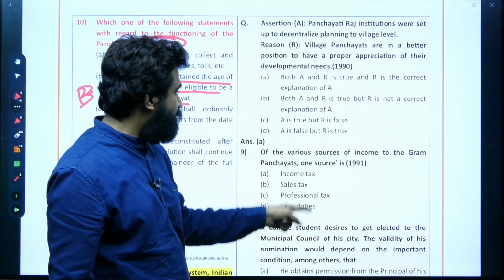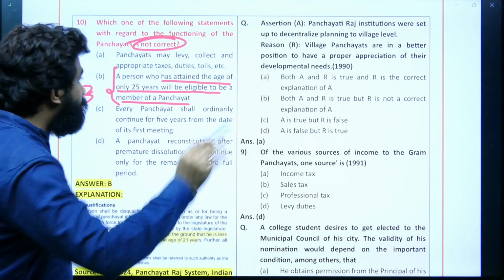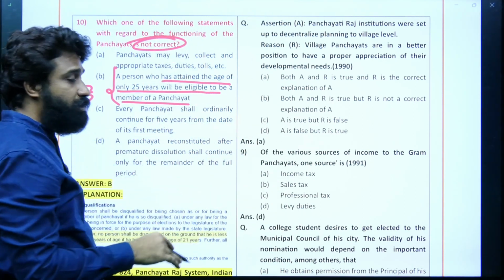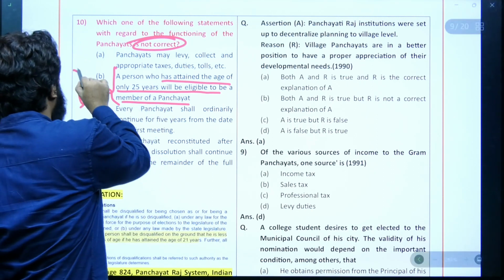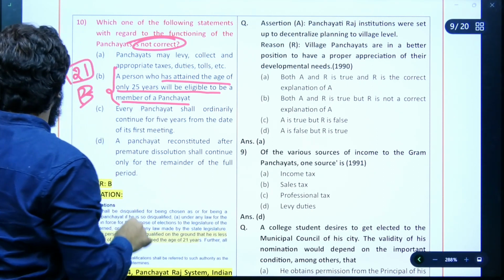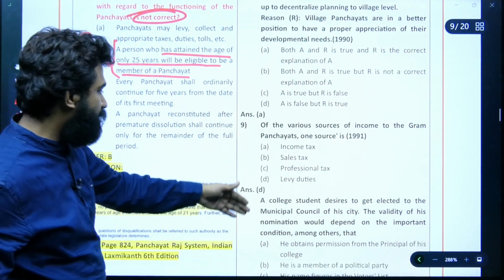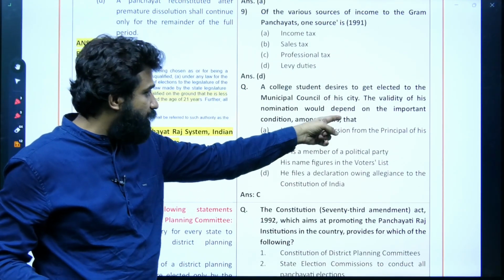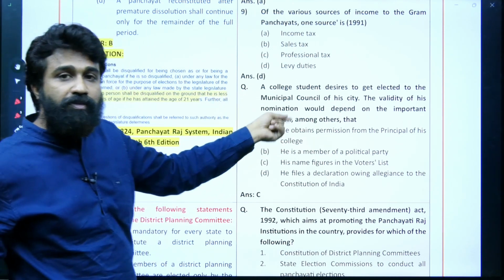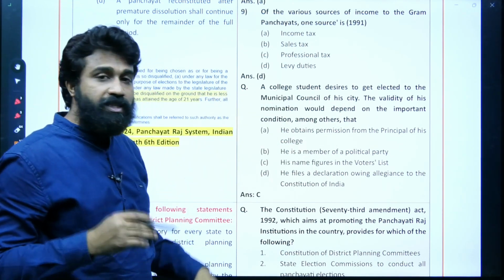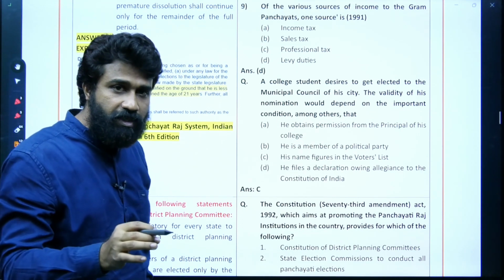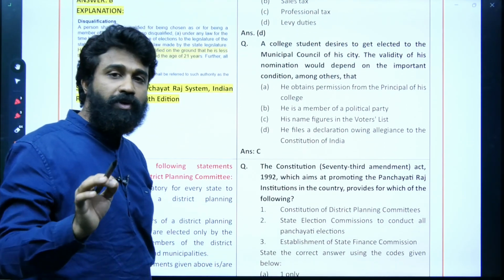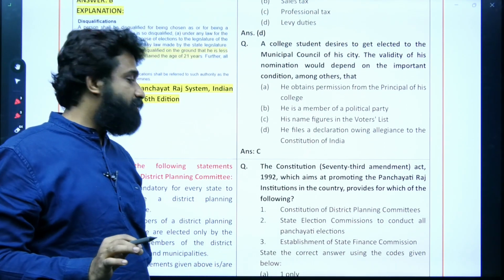It was asked in UPSC several times. Already I have shown you the previous times, and how in the UPSC the numbers will play with you. This is about 21, and there were also certain interesting questions in the UPSC, because a college student who desires to get elected in the municipal council of a particular city, the validity of his nomination depends on whether he is in the voters list and has attained the age of 21, that is, completed 21 years of age.